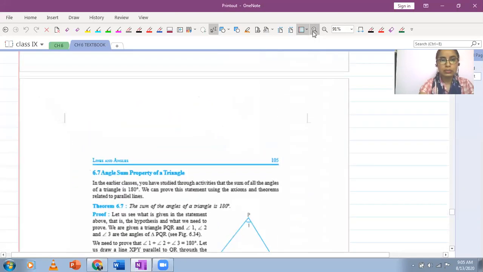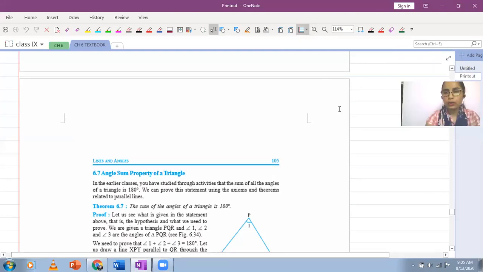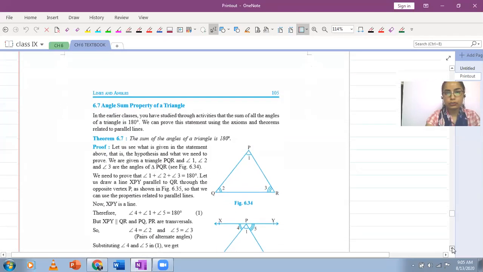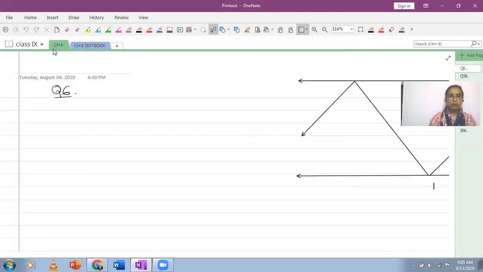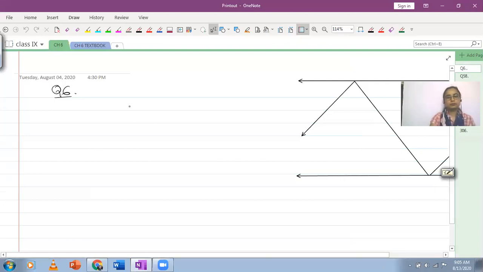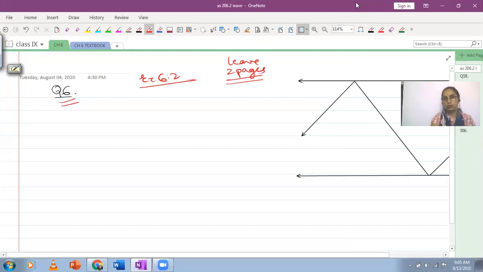What I want you to do is leave 2 pages for question number 6. 2 pages are not required for the answer itself. There is a note that I will be sending you. You need to write it down before question number 6 of the exercise. So for this particular question, from exercise 6.2, question number 6, I would like you to leave 2 pages. And I will send a note afterwards which you want to write down before we start with this question.